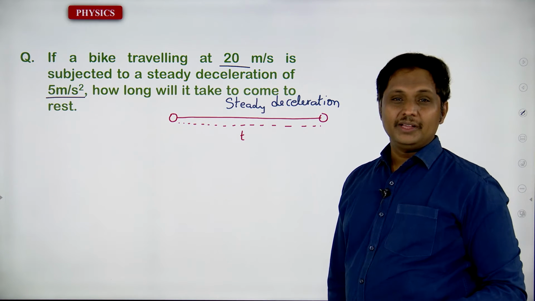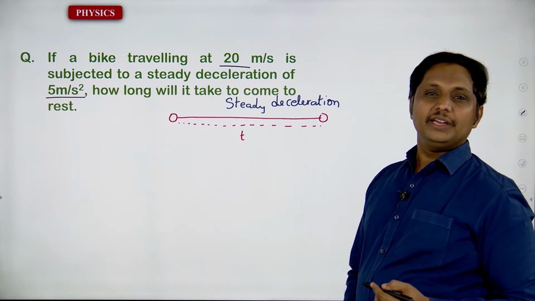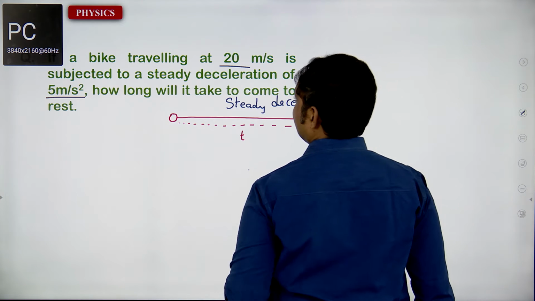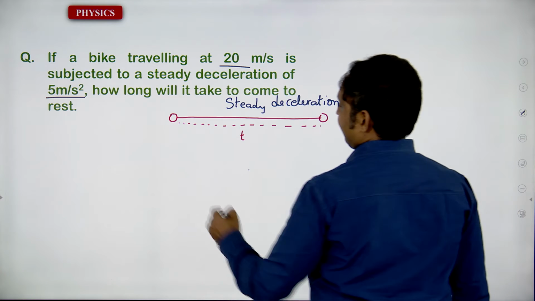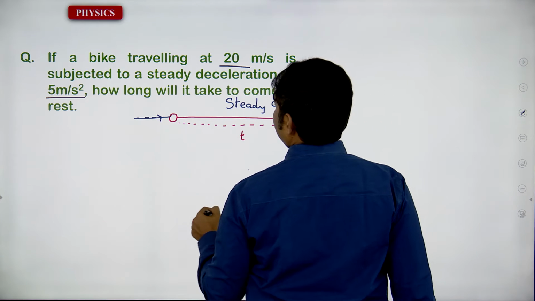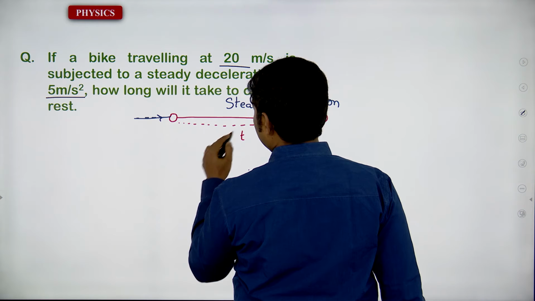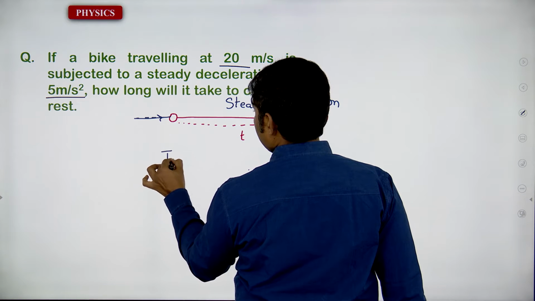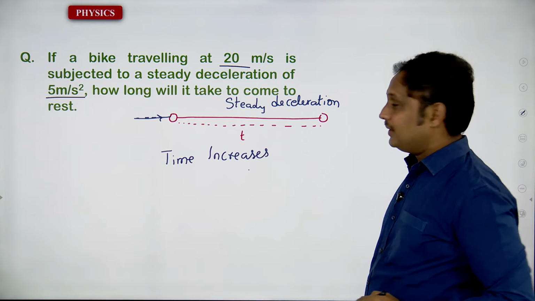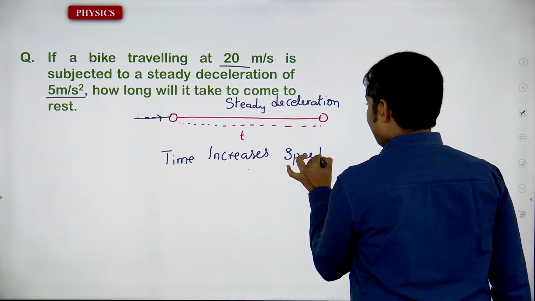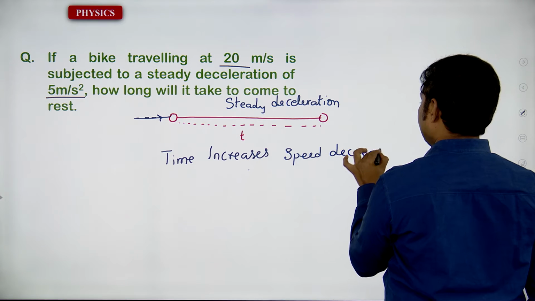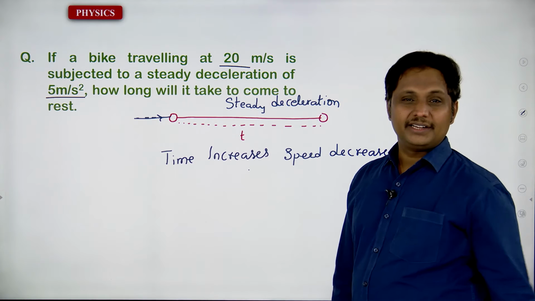Deceleration: as the time increases, its speed is going to decrease. Say yes or no. It's very clear. Already it is in motion, and we have to find out the time. As time increases, the speed decreases uniformly. Just take that.